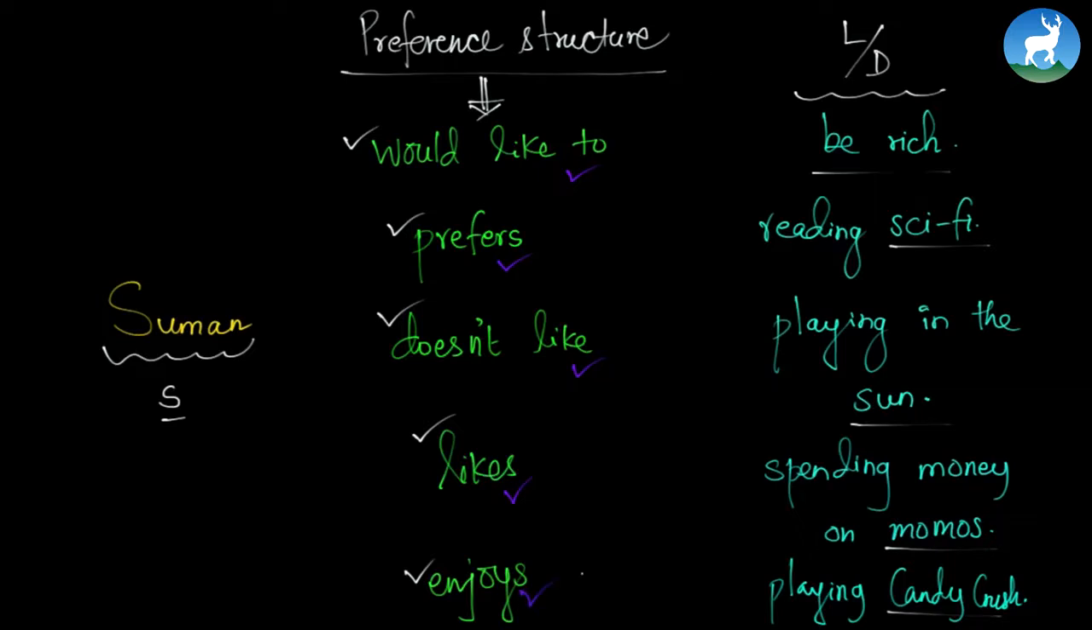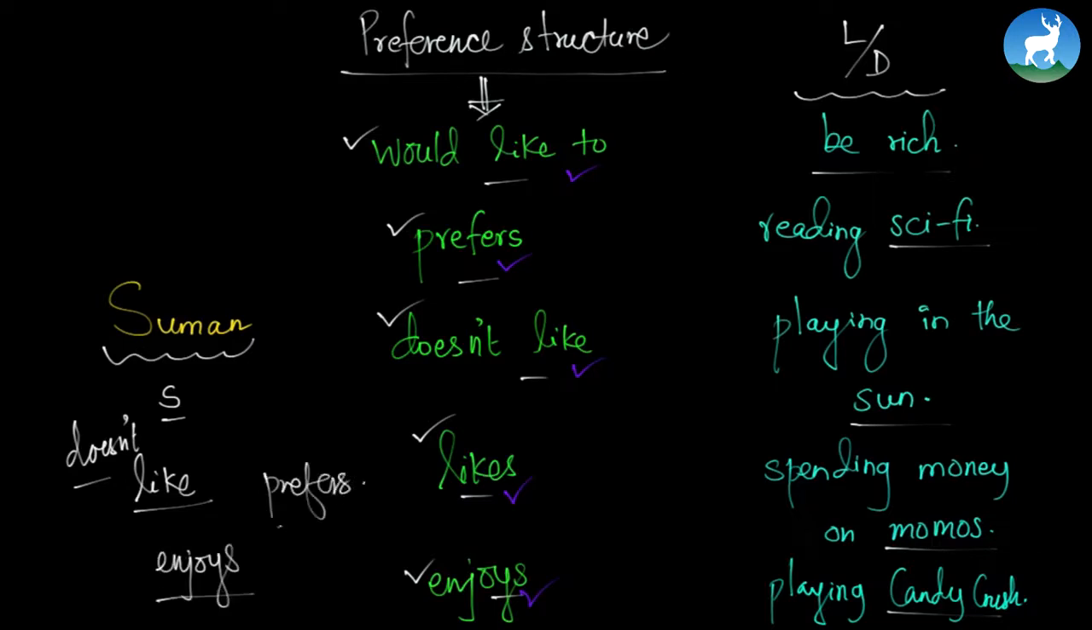The last one is called enjoys. I enjoy reading books. I enjoy playing ping pong. I enjoy making fun of others. So those are things that I do for my enjoyment. So let's summarize. What are the preference structures? The first ones are would like to, prefer, like, and doesn't like. So we have something called like or doesn't like. Another is enjoys, and another is prefers. Final is would like to.